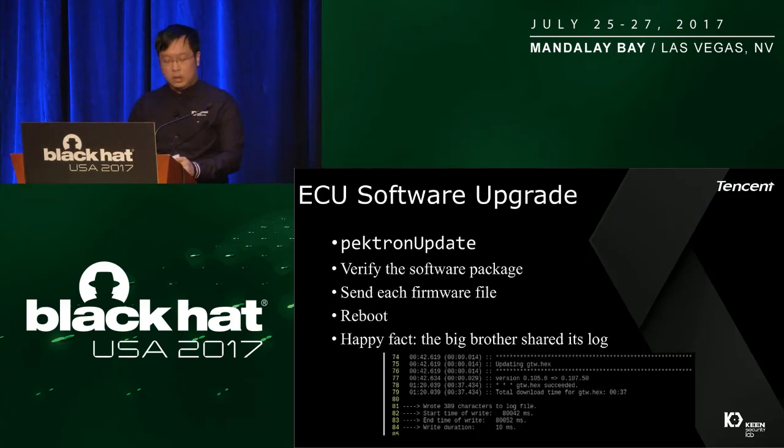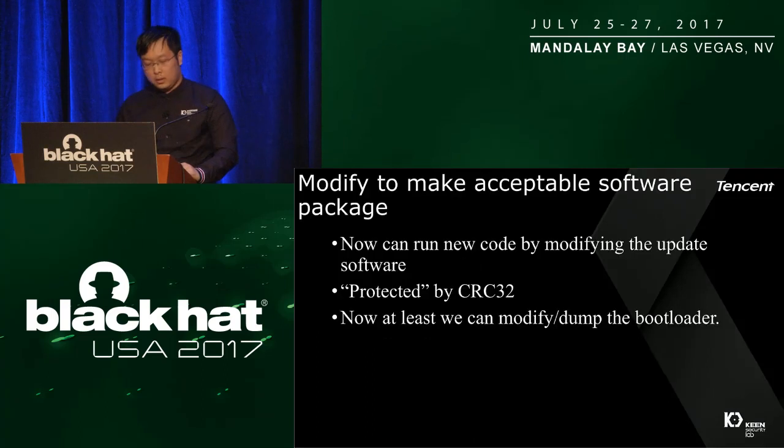It's really bad to analyze those firmwares because they have no symbol table. However, the big brother, which means Tesla, shared the log file. It really helped a lot. So actually now we can run our own new code by modifying the update software, the boot image. You can just recalculate the CRC checksum value and send it in the name of noboot image and then trigger it.